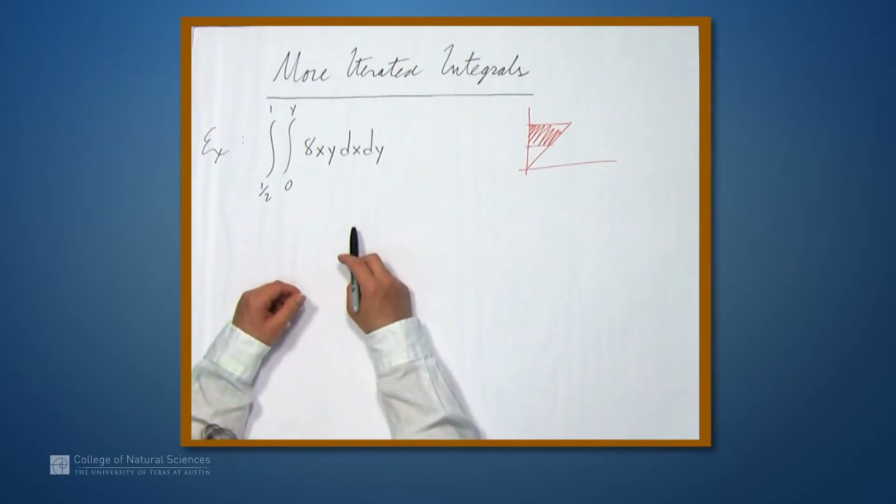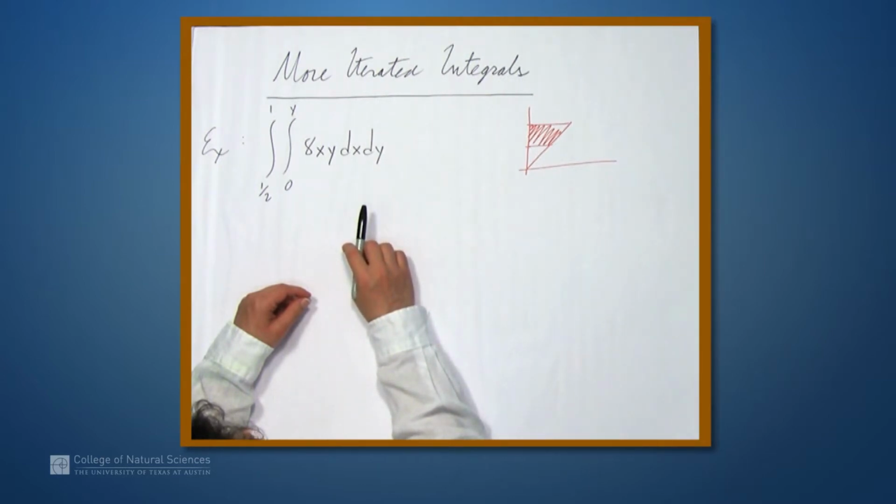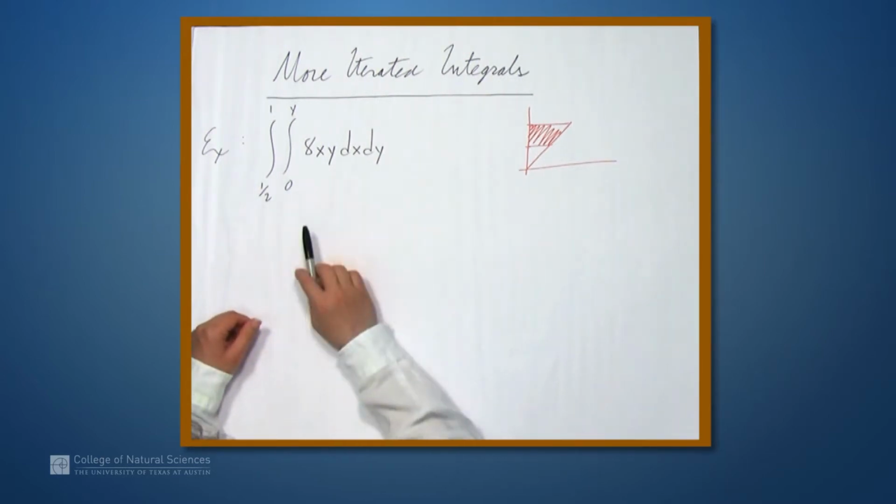So we're here at the example table, and in this video we're going to be looking at more iterated integrals. In particular, iterated integrals over non-rectangular regions. So let's start with this example.